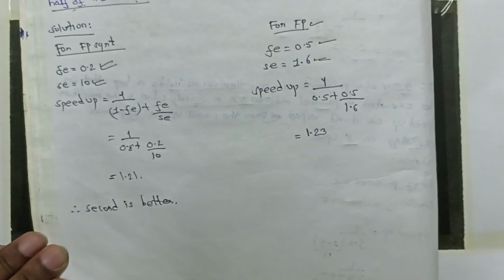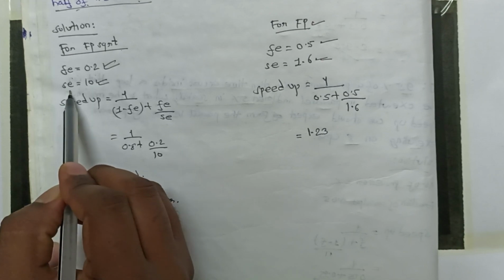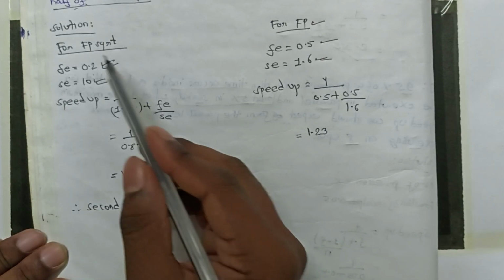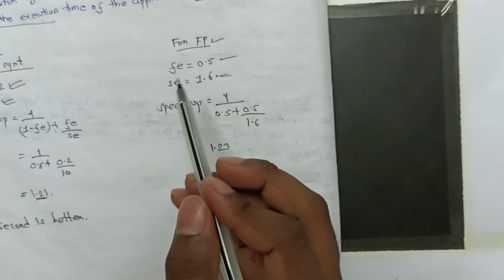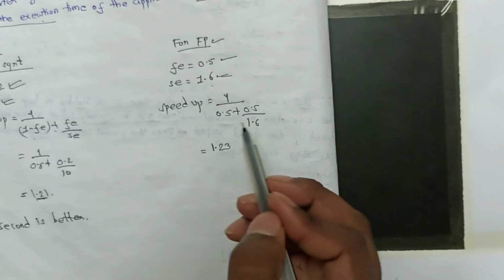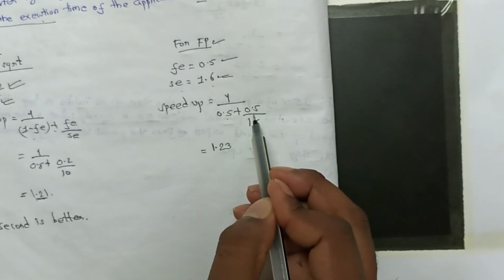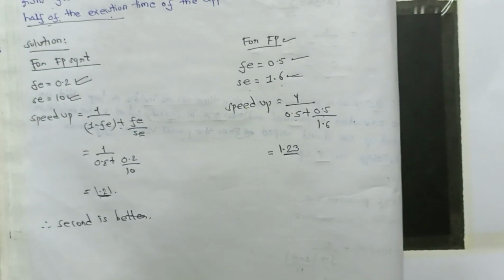For the FP square root, we know Fe is 20%, meaning 0.2, and Se is 10. By the simple formula 1 by (1 minus Fe) plus Fe by Se, we get 1.21. And for FP, Fe is 0.5 and Se is 1.6, which is given in the question. The speed up is 1 by (1 minus Fe) plus Fe by Se. We get 1.21 and 1.23. We know the more speed up means better.